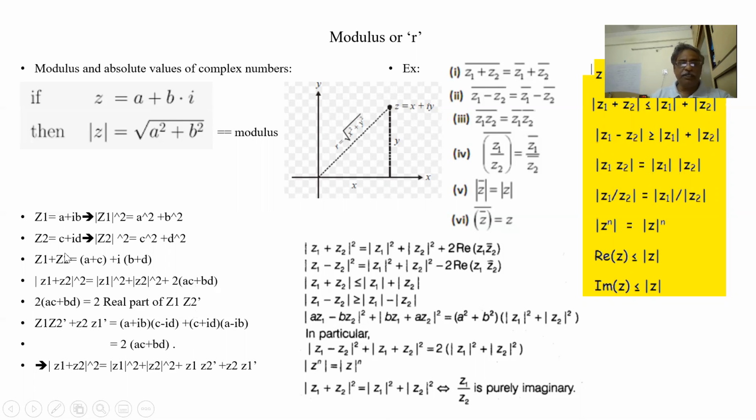You see here, Z1 into Z2 bar, where Z2 bar is C minus iD. So AC minus i square BD. I square means minus 1, so plus. So AC plus BD. AC plus BD is the real part of Z1 Z2 bar. So 2 into real part of Z1 Z2 bar. This is mod of Z1 plus Z2 whole square.